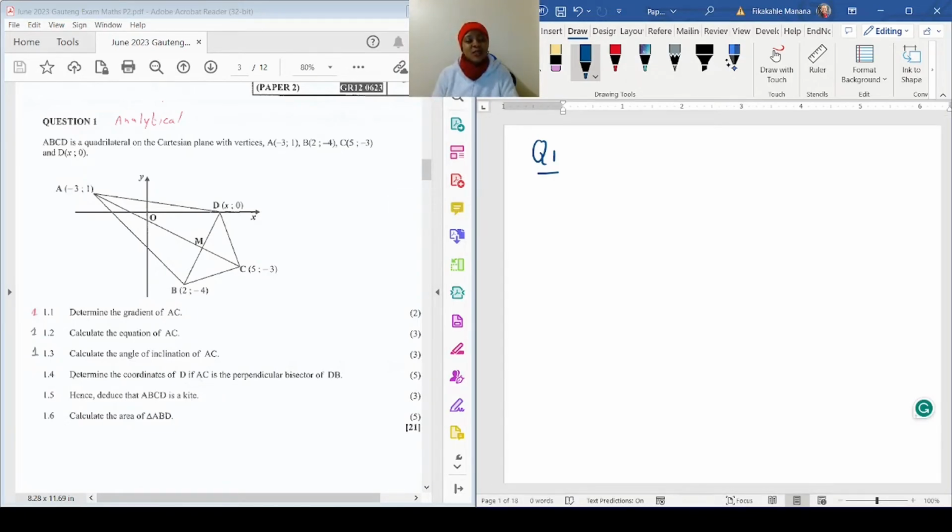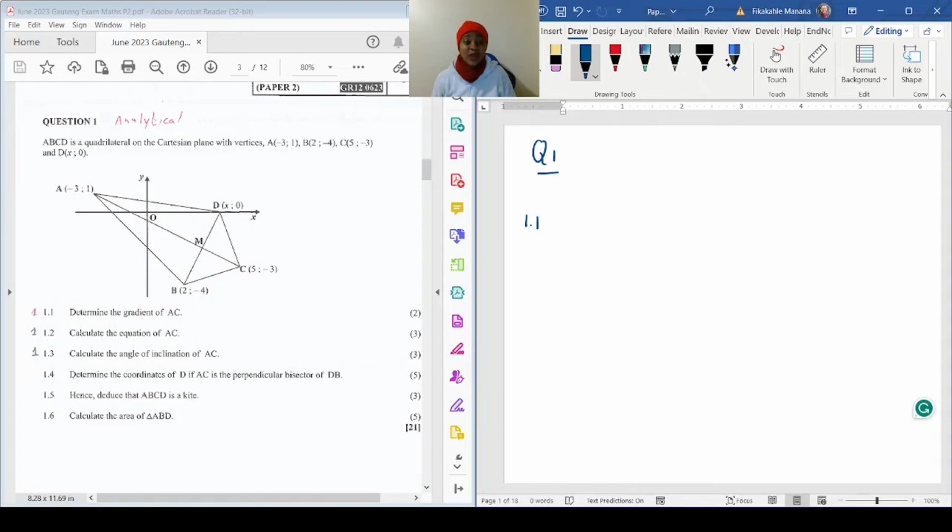All right, so for question 1, they say ABCD is a quadrilateral on the Cartesian plane with vertices A, B, C, and D. Okay, so we have all the coordinates except for D, where X is unknown, and it's actually the X-intercept. So now 1.1 says, please don't mind the handwriting on the paper. It says determine the gradient of AC.